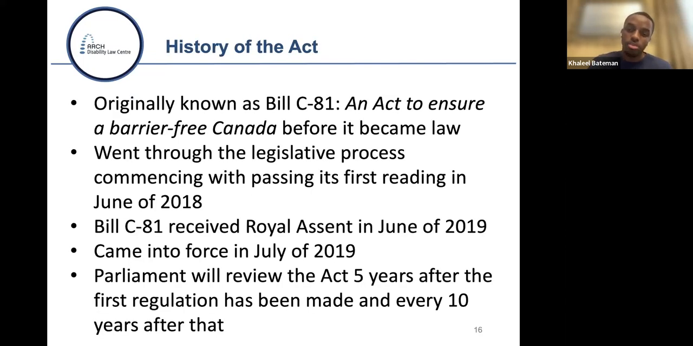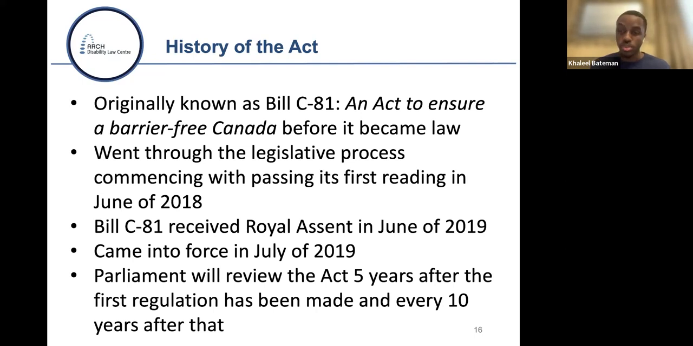Now, I wanted to get a little bit into the history of the ACA and its origins. So, after a consultation period with Canadians from 2016 to 2017, the federal government was able to get a better insight as to what accessibility looked like to Canadians. And subsequently, the federal government introduced Bill C-81, an act to ensure a barrier-free Canada, to establish more proactive requirements, working towards this vision of accessibility amongst Canadians.